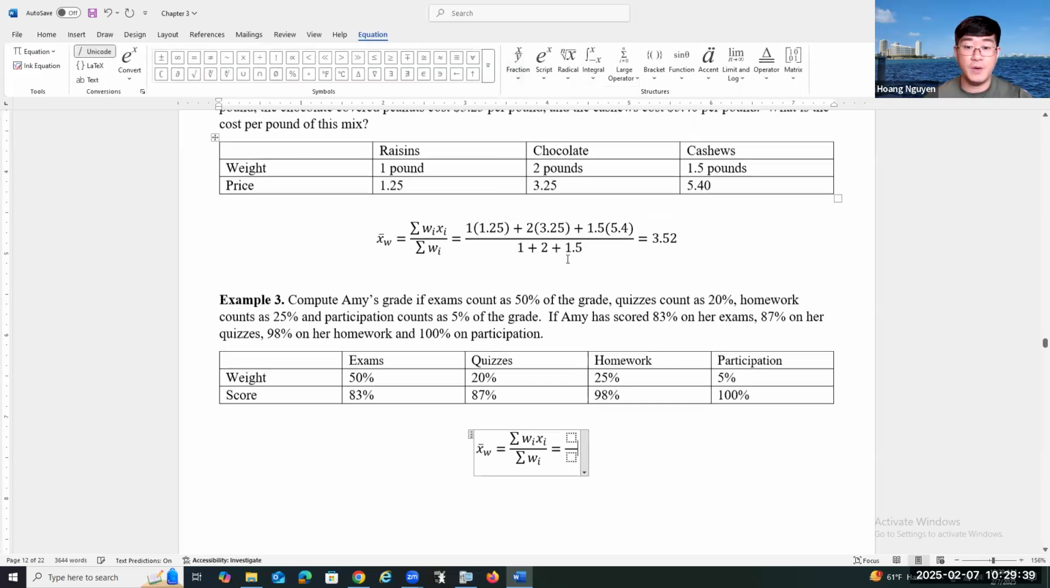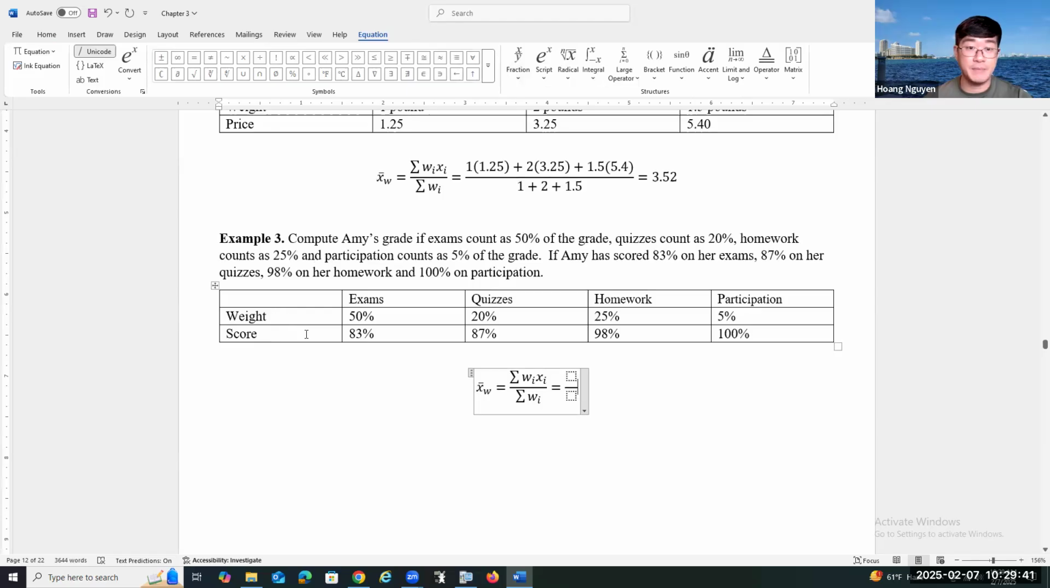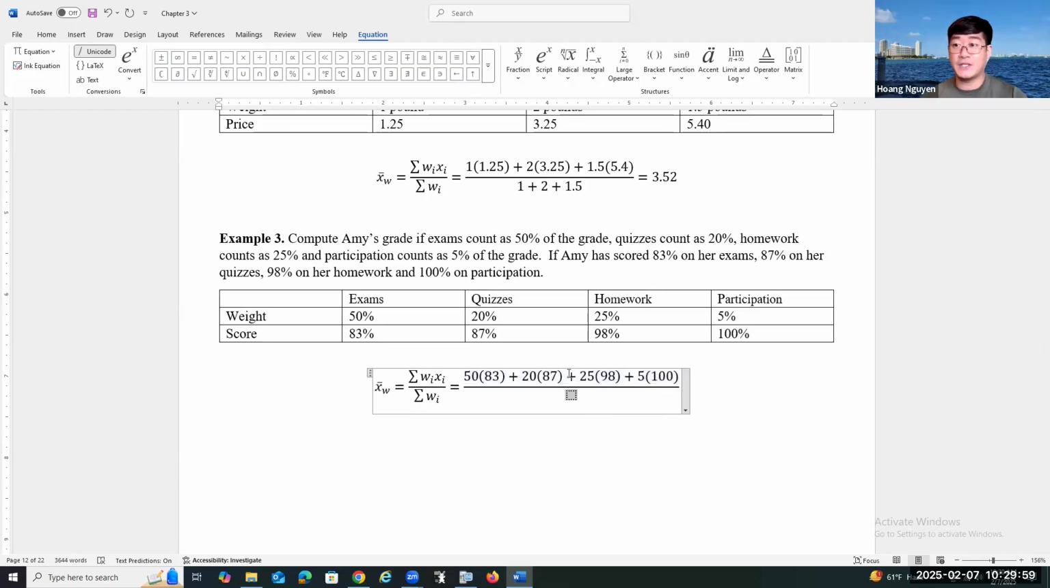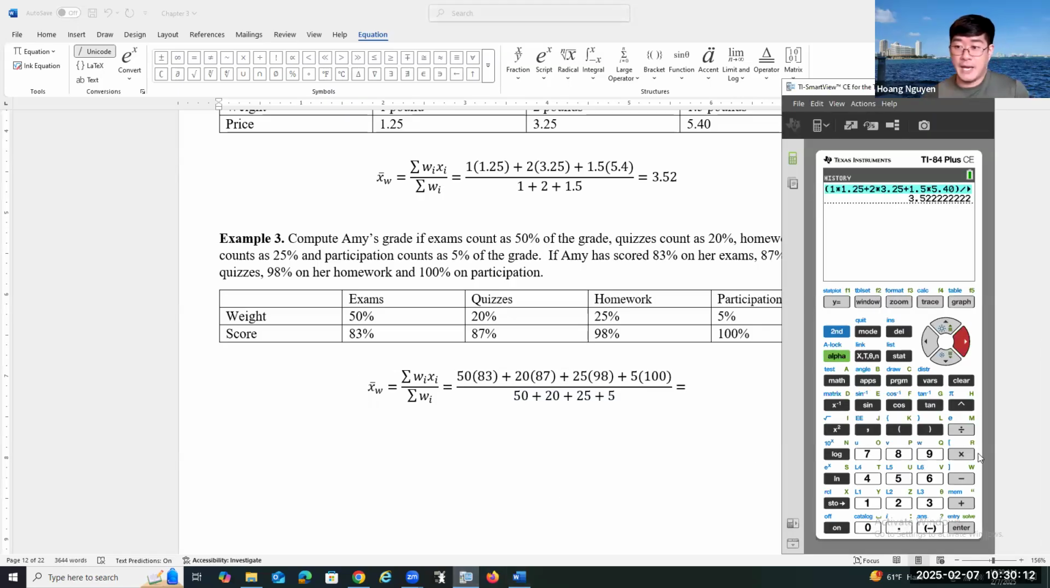Now let's take a look at the formula. On the numerator, I'm going to take the weight times the score. So I'm going to take 50 times 83, plus 20 times 87, plus 25 times 98, plus 5 times 100. And we divide that total by the sum of the weights. The sum of the weights is 50 plus 20 plus 25 plus 5. Now let's use the calculator to calculate this.